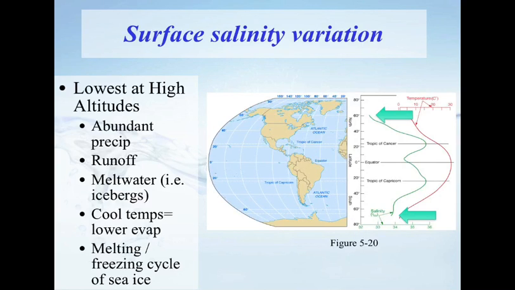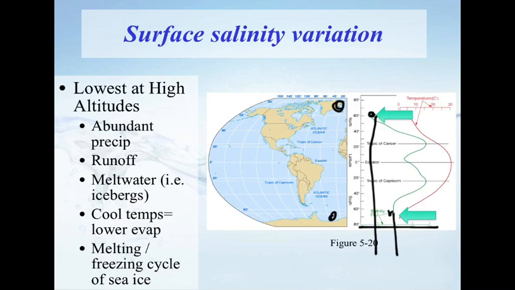When we're at high latitudes, and high latitudes is basically the poles, we're looking at this end and this end. 60 to 90, give or take, we would call high latitudes. You'll notice that this comes down here, and this comes down here. Sea surface salinities are at their lowest values along this scale when we're at the poles, either here or here. And why is that? Well, there's a couple things.